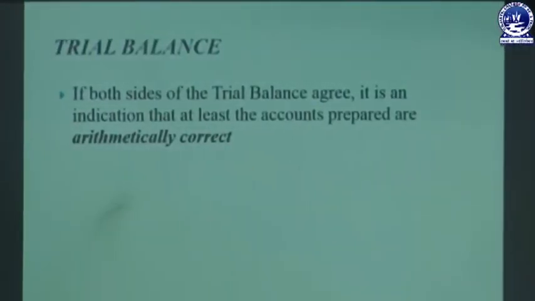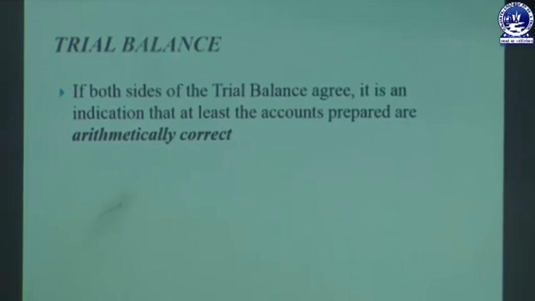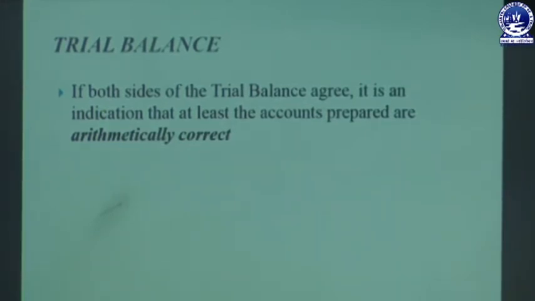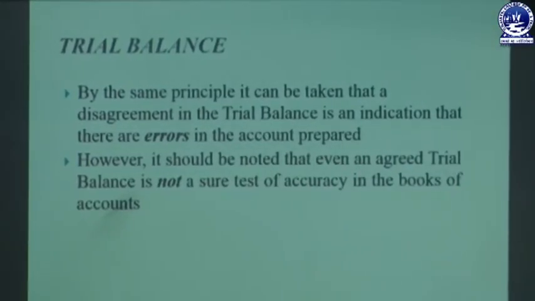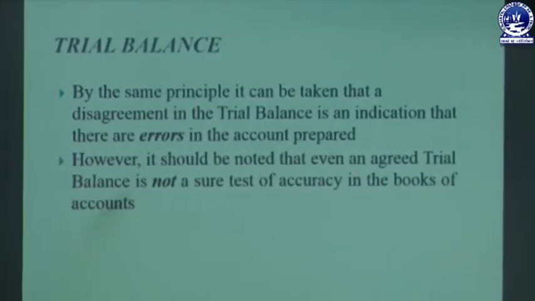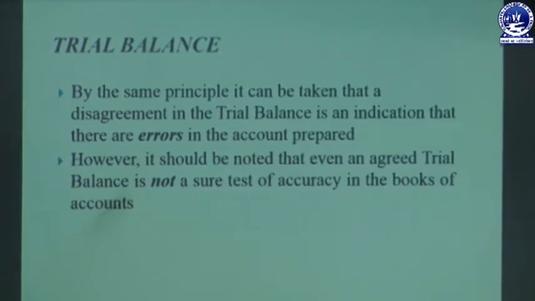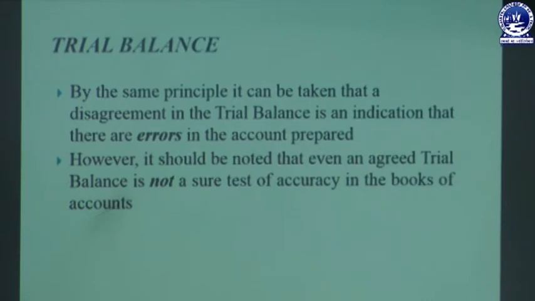If both sides of the trial balance agree, it is an indication that at least the accounts prepared are arithmetically correct. That means at the end of the preparation of a trial balance, when the total of debit balances is equal to the total of credit balances, it signifies that arithmetical accuracy is maintained. But in certain cases the total of debit and credit in the trial balance is not equal. By the same principle, a disagreement in the trial balance is an indication that there are various types of errors in the accounts prepared.